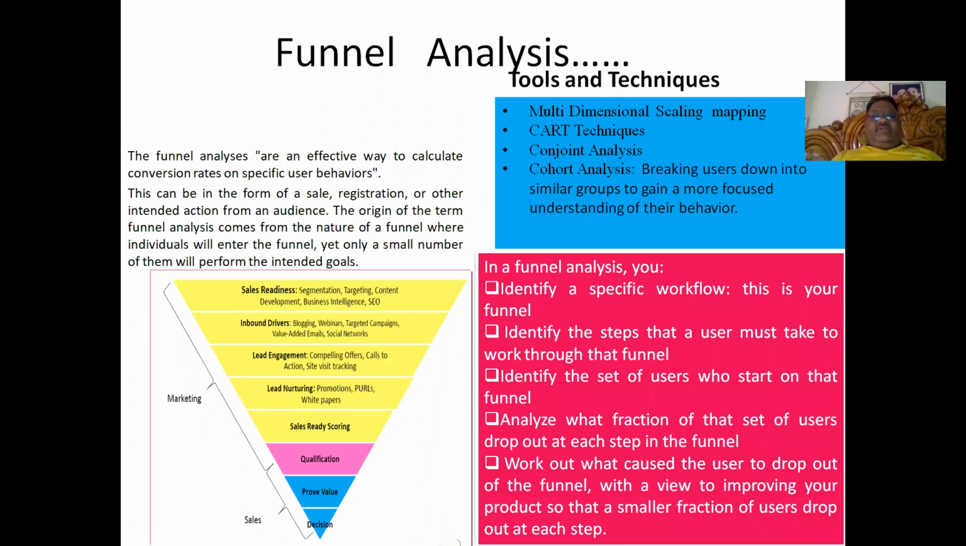Then we'll explain about funnel analysis. These analyses are an effective way to calculate conversion rate on specific user behavior. This funnel analysis is solved through MDS, CART, that is classification and regression tree analysis, conjoint analysis, and correlation analysis. In funnel analysis, we will identify a specific workflow. We also identify the steps that a user must take to walk through the funnel. We identify the set of users who start on that funnel, and work out what caused the users to drop out of the funnel. Here, we'll discuss this analysis.